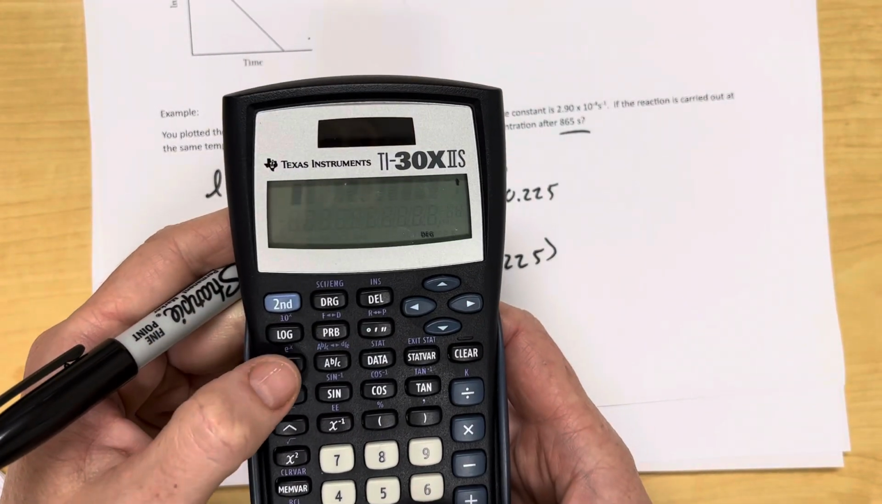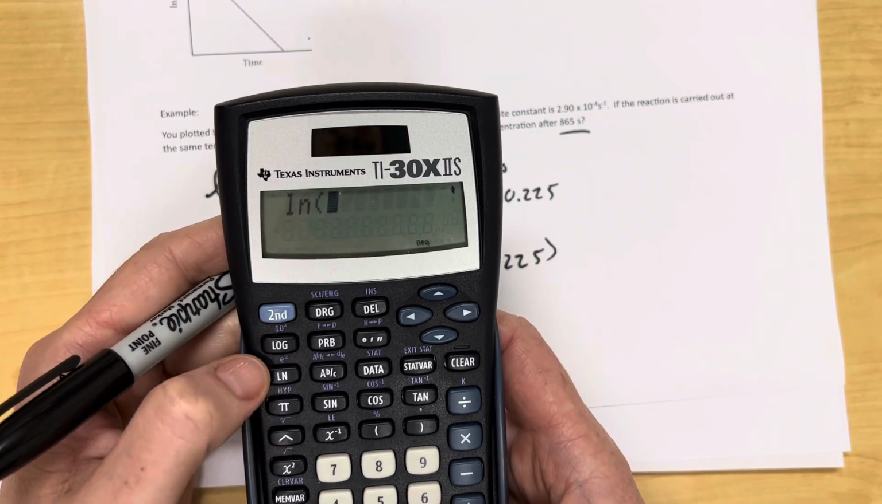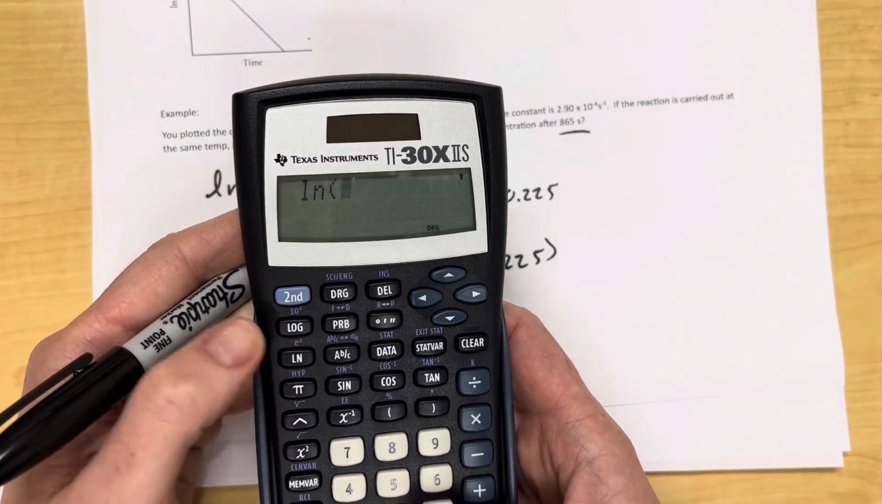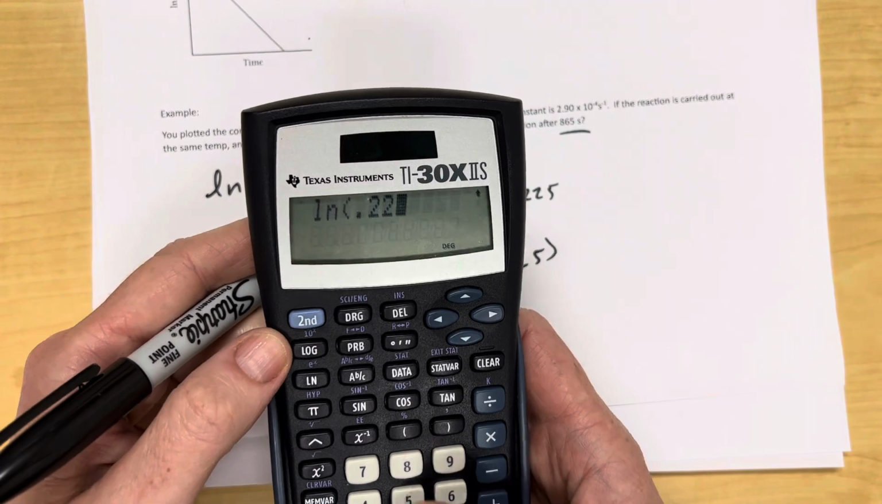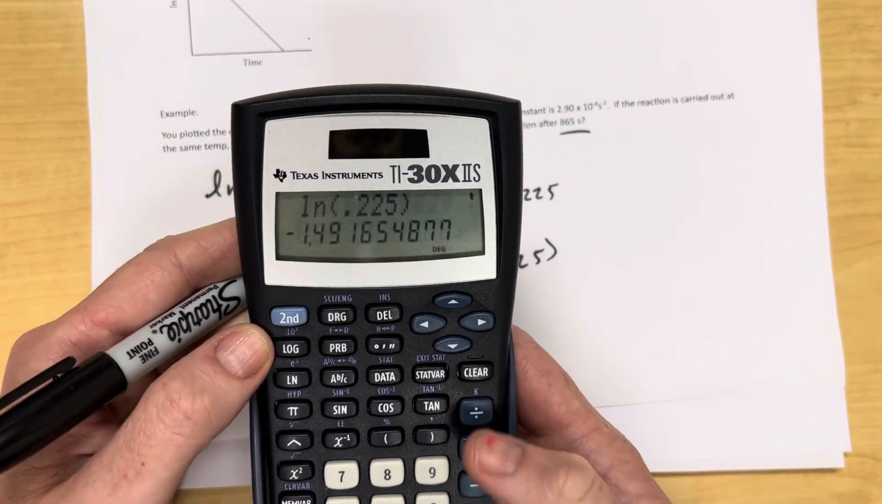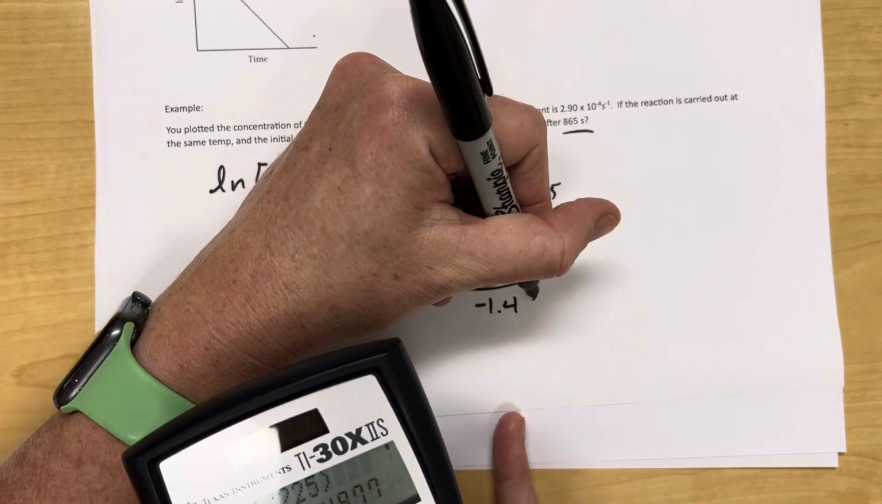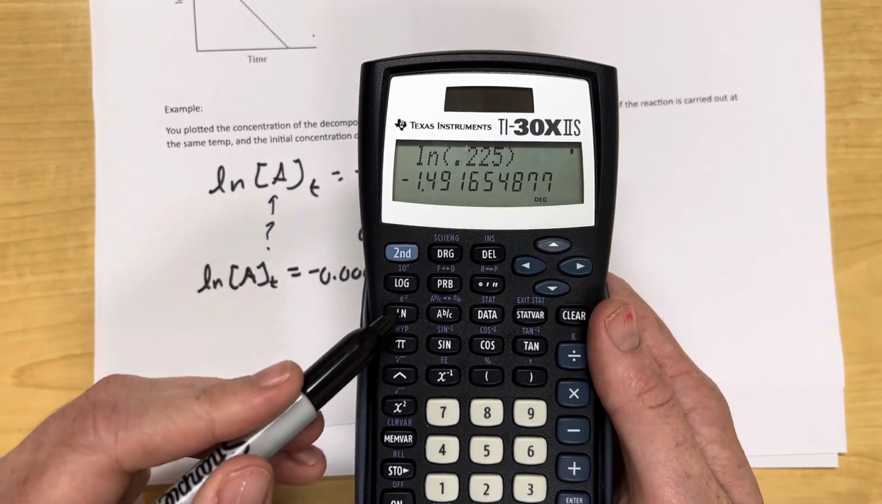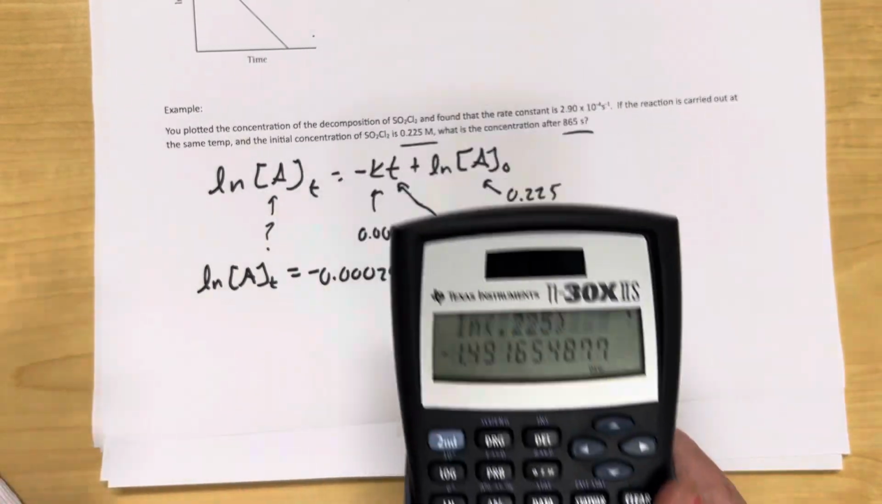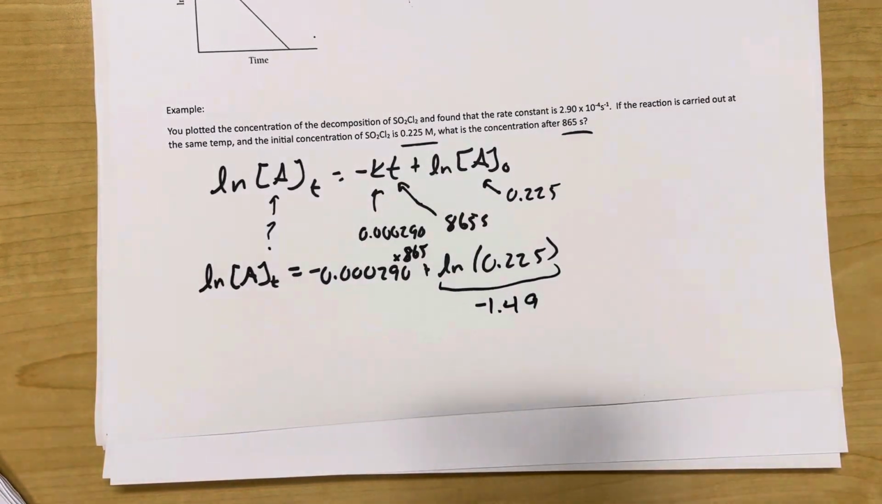To do that, I've never used this one. Oh yep, you hit ln first. So ln 0.225, close the parentheses, hit enter. I get negative 1.49. So again, make sure you're using the proper ln right here and not the log. Log is log base 10. That's not what we want.